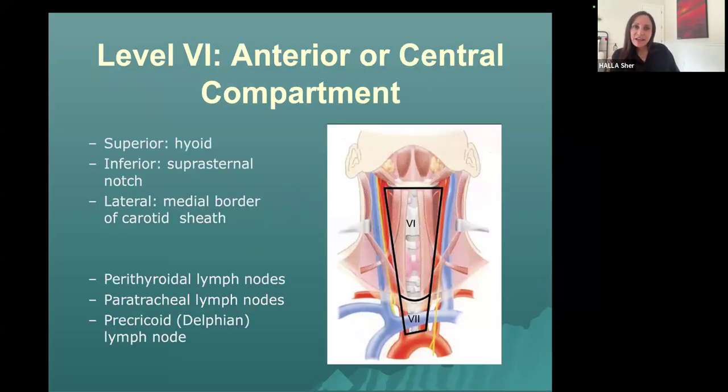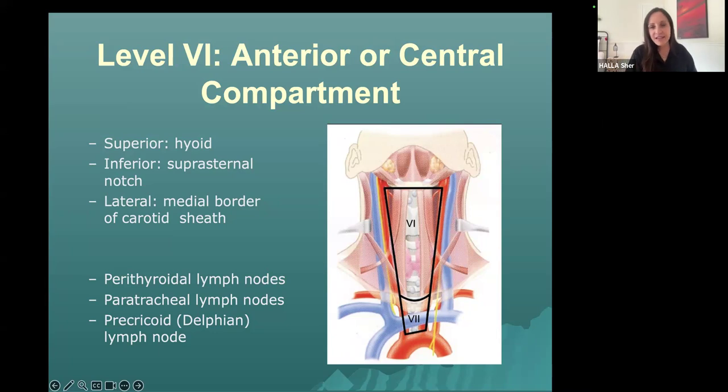The last level of the neck is the central compartment, level 6, or some people refer to this as the central compartment. And this is bound superiorly by the hyoid bone here, inferiorly by the suprasternal notch here, and laterally on each side by the medial border of the carotid sheath here and here. You'll see level 7 here. That's considered mediastinal disease, not part of the neck.